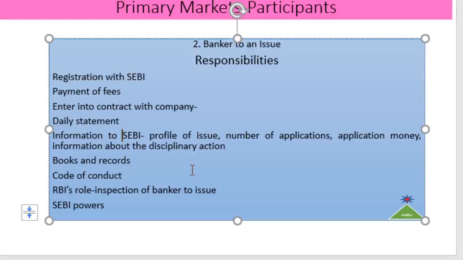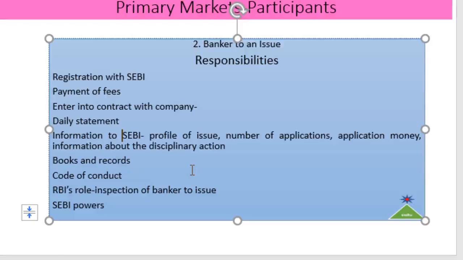That is, RBI is empowered to carry out inspection of the banker to the issue with a view to protecting the investors' interest and also for promoting compliance with the SEBI Act, rules and regulations. That is, RBI inspection will be there to see the functioning of the banker to the issue.